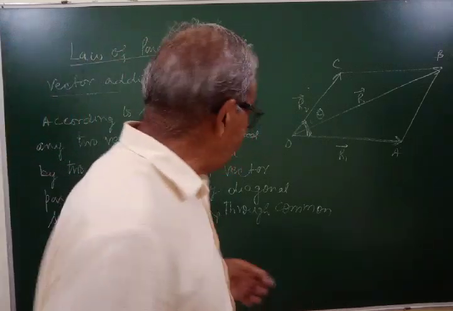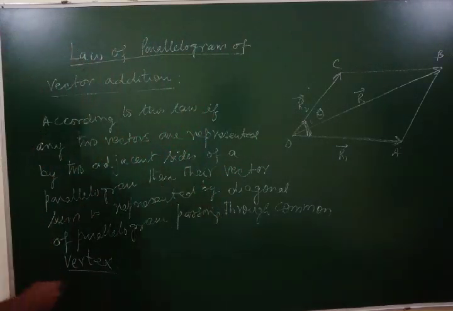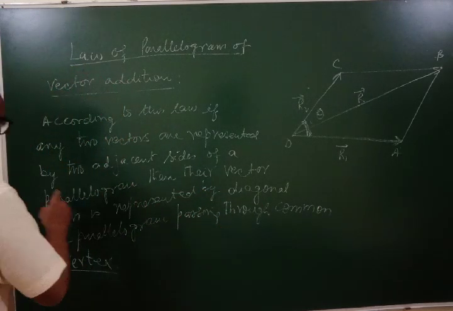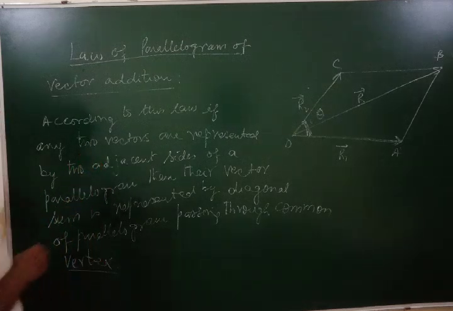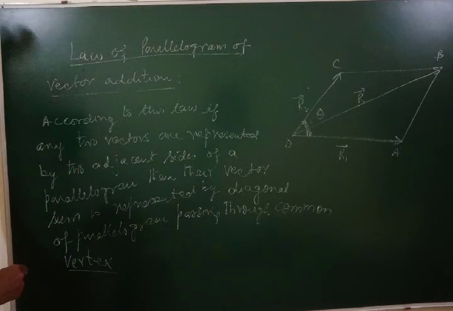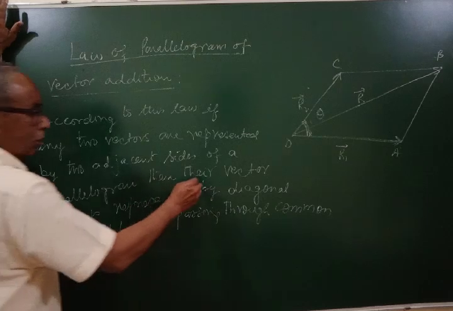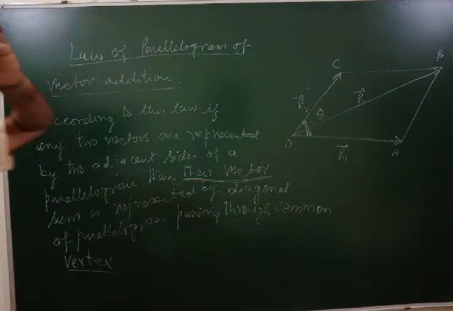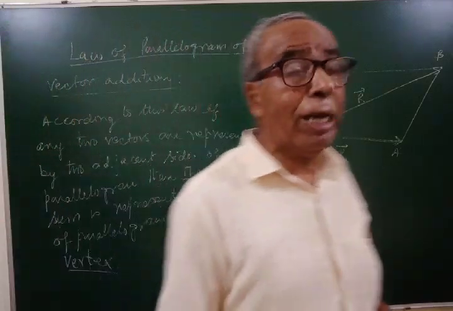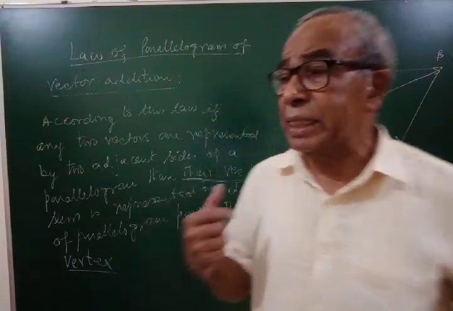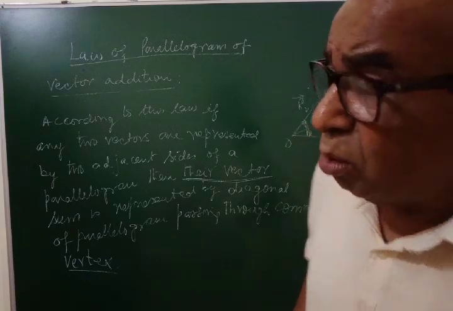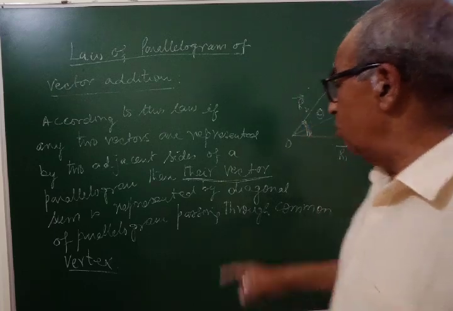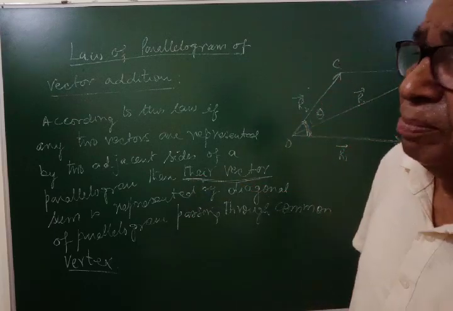Some people write here: if any two vectors are represented by two sides of a parallelogram, then their resultant. Actually, we perform many operations like division, multiplication, addition, subtraction. So it is regarding only addition, so we must write here their vector sum.